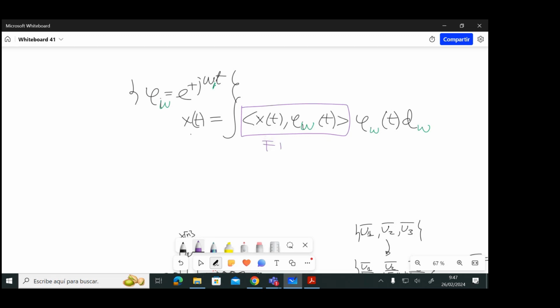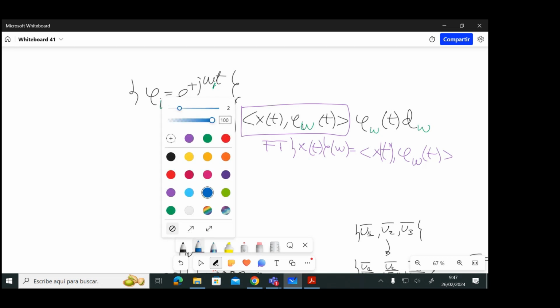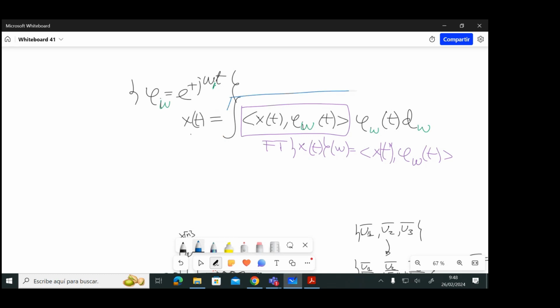So the Fourier transform of x of t, evaluated at omega, is this inner product of x of t multiplied by the complex exponential. This is my Fourier transform. And this one is the inverse one. This is the inverse Fourier transform.